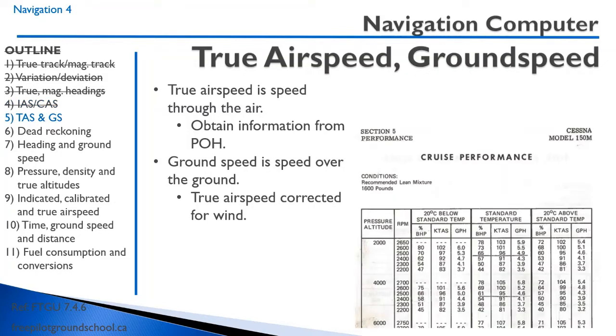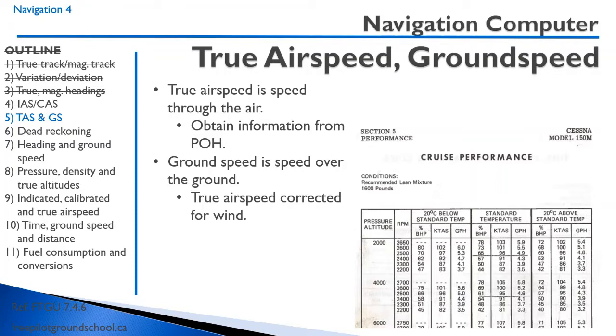So the true airspeed is the speed through the air. We would obtain this information from the pilot operating handbook, given the altitude, temperature, and power setting that we're planning on flying. Conversely, the ground speed is the speed over the ground, so it's the true airspeed corrected for wind.